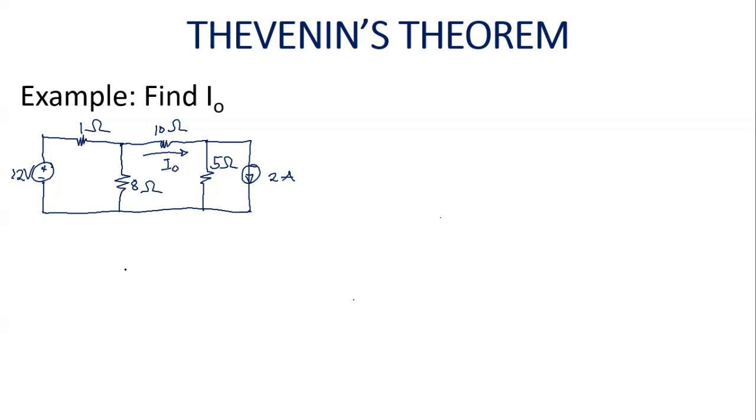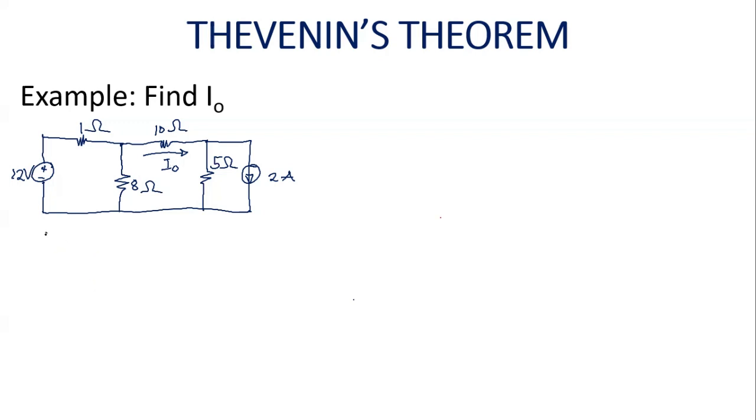Let's have now the example. Find Io using Thevenin's theorem. Io in the circuit is the current that is flowing through the 10 ohm resistor. So let's have the first step.